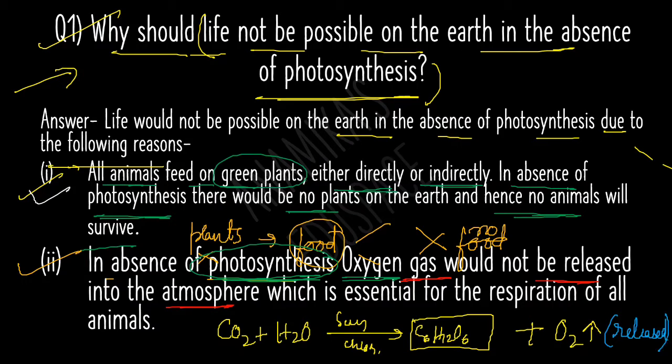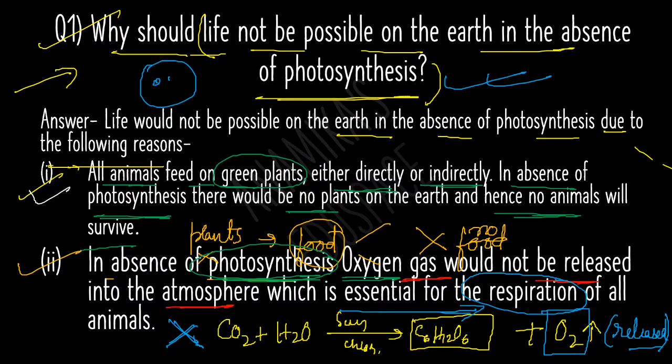So if there is no photosynthesis, if this process is not there on earth, then we will also not get oxygen. Clear? And oxygen is very essential for our breathing, for our respiration. So if oxygen is not there, then we could not breathe. So photosynthesis is very essential, and life would not be possible on the earth in the absence of photosynthesis. Is it clear, students? If it is clear, then make sure that you like this video.